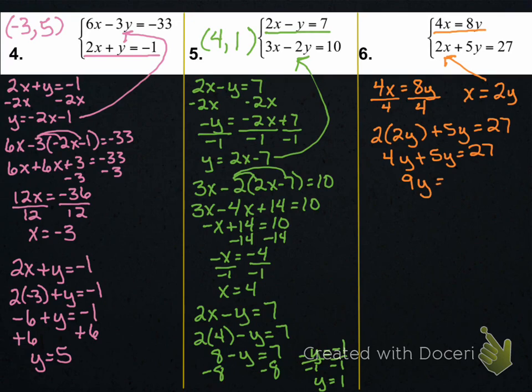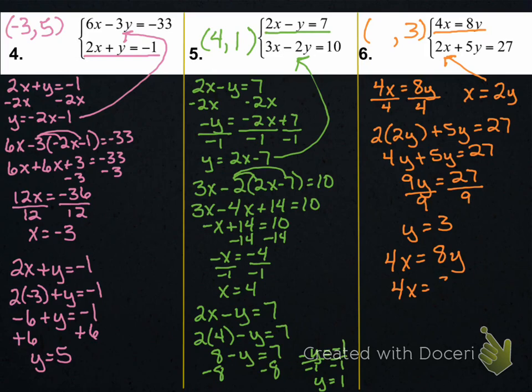So combine those, that gives me 9y is equal to 27. Divide by 9. And y is equal to 3. Substitute that in. Okay, I'll put it in my ordered pair first, then we'll write it out. So 4 times x is equal to 8y. Y is equal to 3, so I'll plug that in. So we have 4x is equal to 8 times 3, or 4x is equal to 24. Divide by 4. And x is equal to 6, giving me a 6, 3 ordered pair.